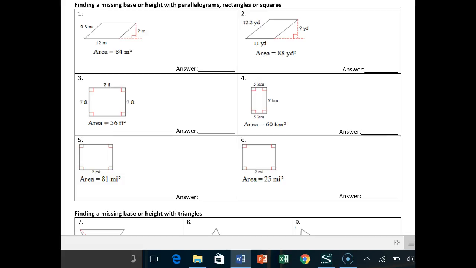On a couple of these things, I'm going to ask you to change some of the numbers here. So 9.3, just change that to 9, and 12.2, just change that to 12.